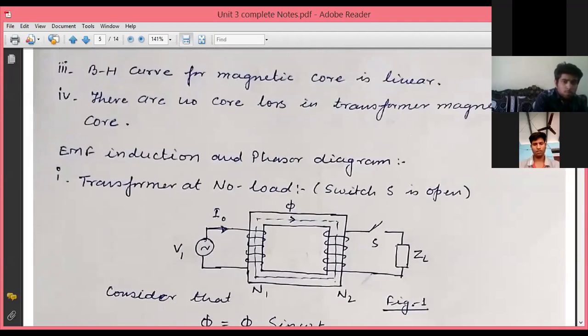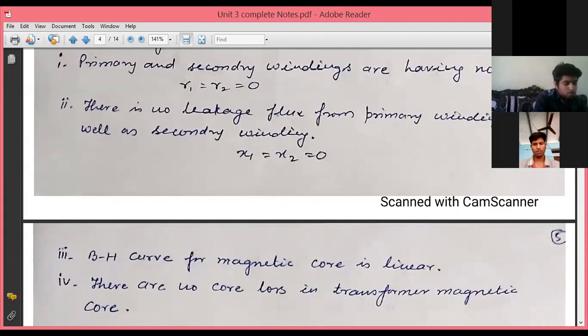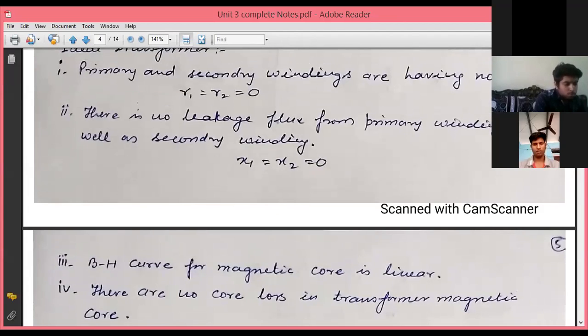Basically, due to the non-linearity of the VH curve, iron loss occurs in the system. We will discuss this later, but right now you only have to consider the fourth condition.